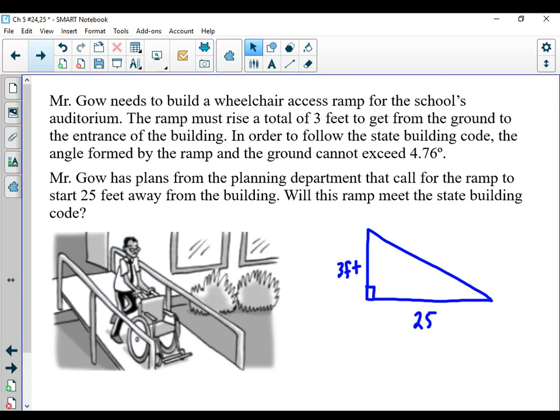Okay, now I can type it. So if I do 3 divided by tangent 4.7. So right now, if I build it to code, I need at least 36 feet away from the building. So was he within code? No, because if I took that 36 and I moved it closer, that's going to make it steeper. It's just going to go up. Correct. That would be the way we'd have to do it to be exactly at code.